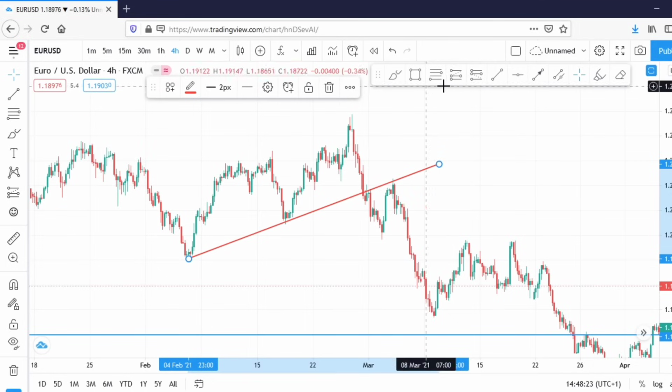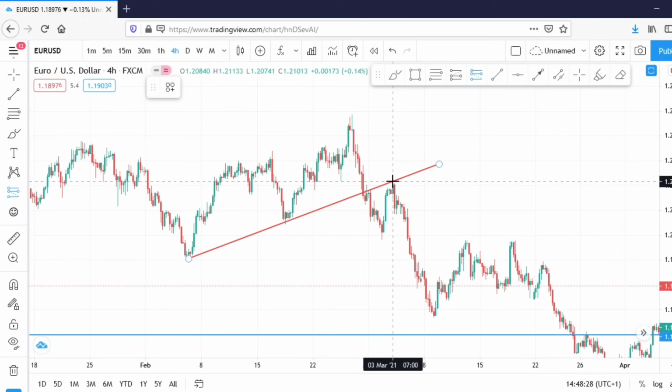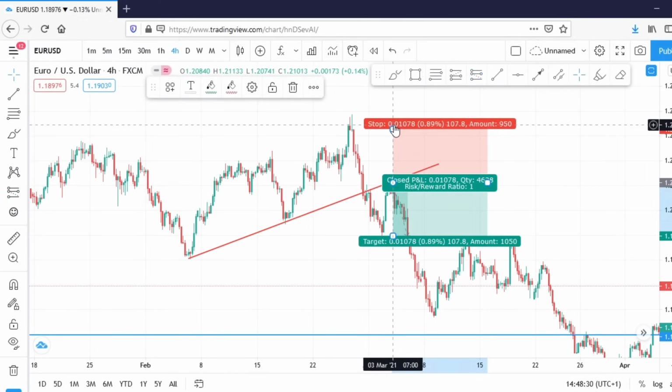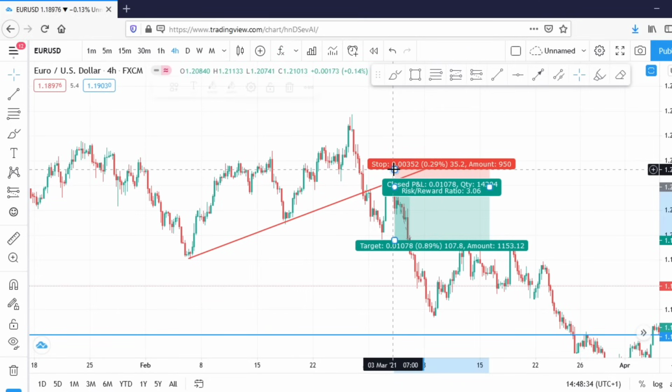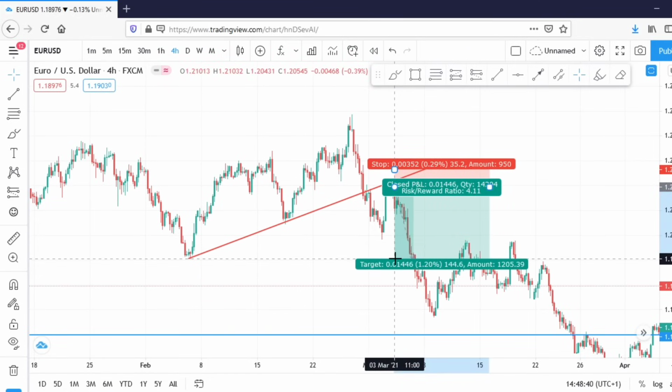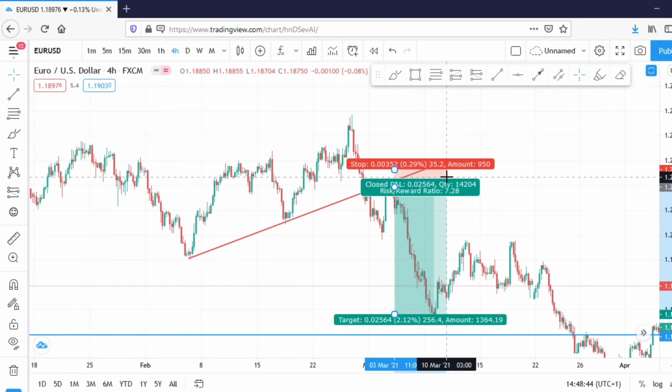So if you're an aggressive trader, you could have taken it on this retest here immediately with a very tight stop here, about 35 pips, and your take profit one could be at this level and take profit two down here. A very good risk to reward ratio.